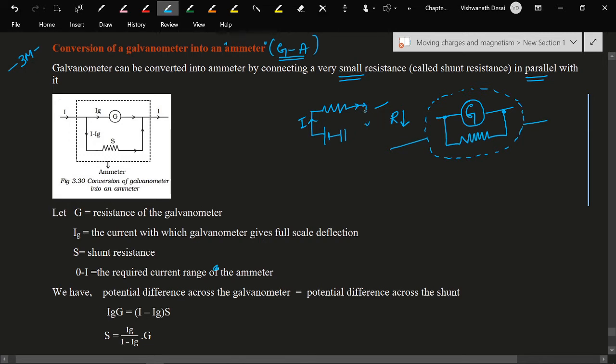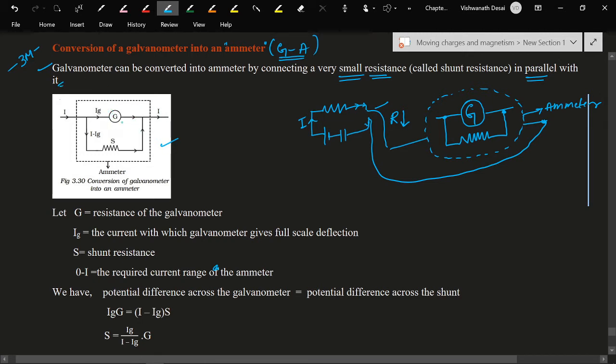Now we can replace this ammeter and we can connect this converted ammeter. Galvanometer is connected now as an ammeter. So this system acts as an ammeter. That's what is given here in a figure. But what do we need to write in the exam? The galvanometer can be converted into an ammeter by connecting a very small resistance in parallel with it. That's what you are observing in the diagram.